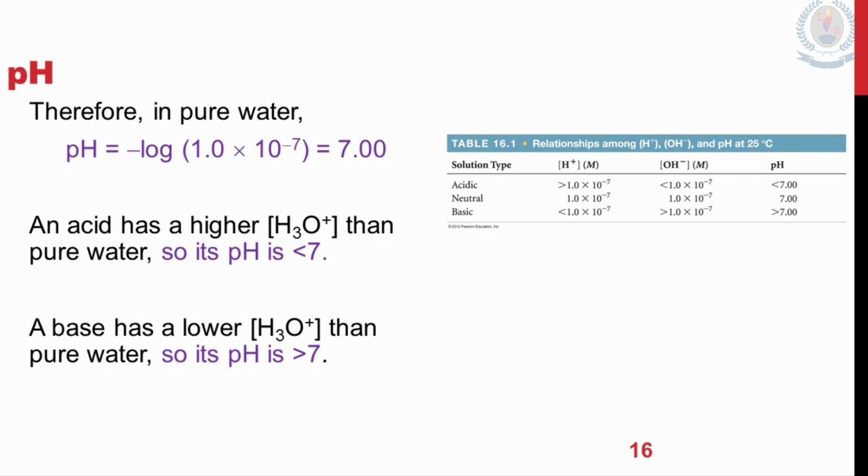Now the pH of pure water is 7. An acid has a higher H3O plus concentration than pure water, so its pH is less than 7. And a base has a lower hydronium ion concentration than pure water, so its pH is more than 7. That's about pH and the pH of acids and bases compared to pure water. These are very common things that you have all studied before also.